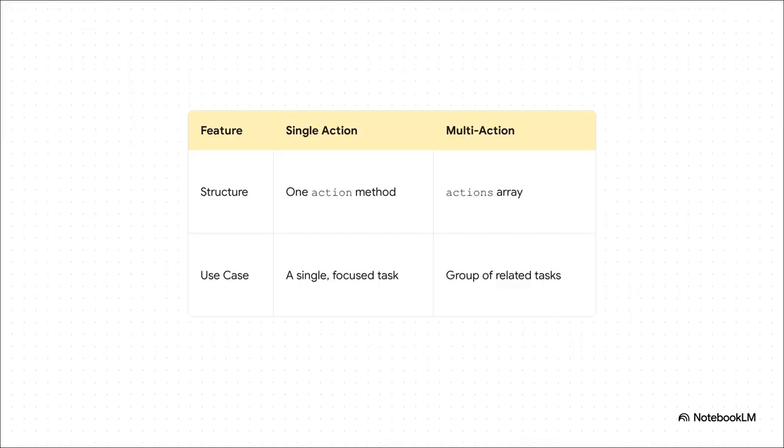And you're not just limited to one button either. Developers get to choose how they structure things. A single action is perfect for one specific job, like that Generate Chart button. But you can also create a multi-action for a whole group of related tasks. This would let you offer a few different buttons like Summarize, Translate, or Explain, all in response to some text.